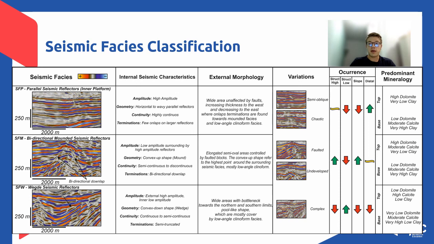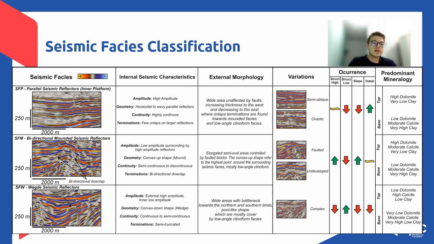The mounded phases, on the other hand, are characterized by low to moderate amplitudes, convex-up shape, and continuous to semi-continuous reflections with bidirectional downlaps in this case. They occur mostly related to the structural highs and present 2 variations, the onlapped case and the undeveloped case.